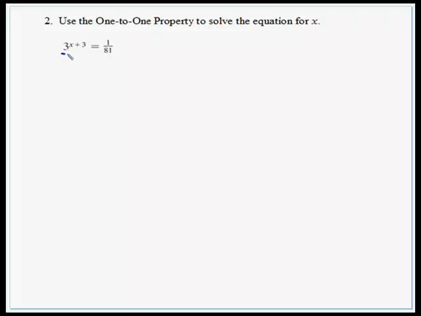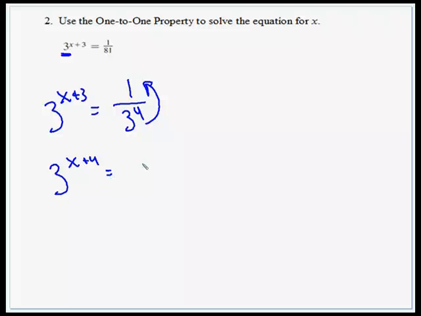Number 2, use the one-to-one property to solve the equation for x. So we got to get our bases the same. This is 3 to the power x plus 3 equal to, we want to write this as a base 3. So we'll start in small steps. 1 over 81. 81 is 3 to the 4th power. And to bring that base and exponent up top, we reverse the sign of the exponent. So that's going to be 3 to the negative 4.